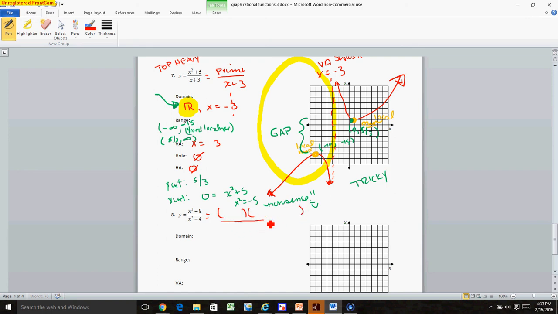This is another cubic and a quadratic. So what's my domain? All real numbers, but x can't be 2, and x can't be negative 2. But I have a matching factor that went with this bad x, so that's a hole. The other one is a vertical asymptote.